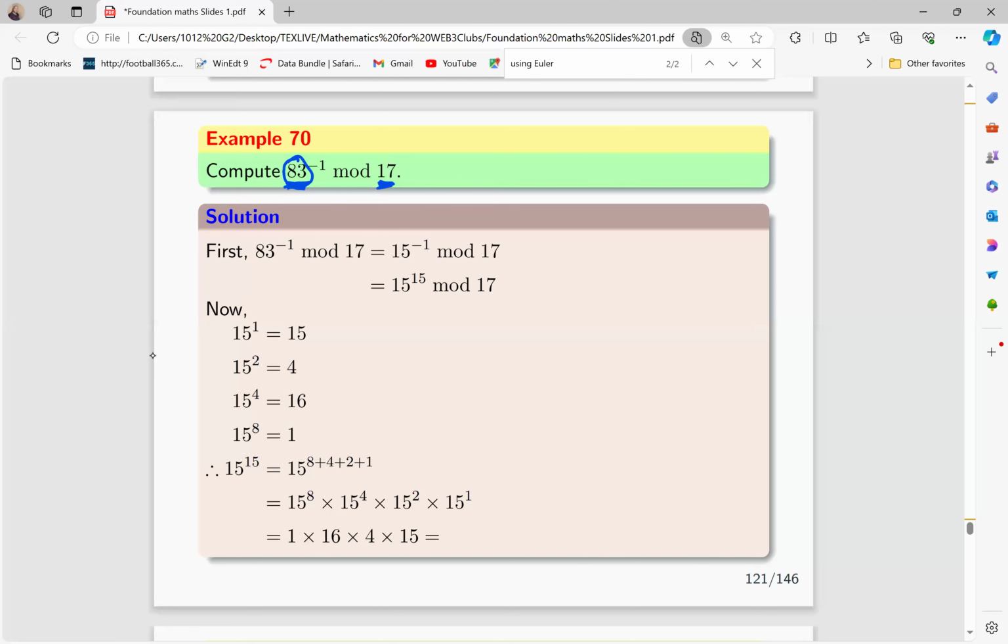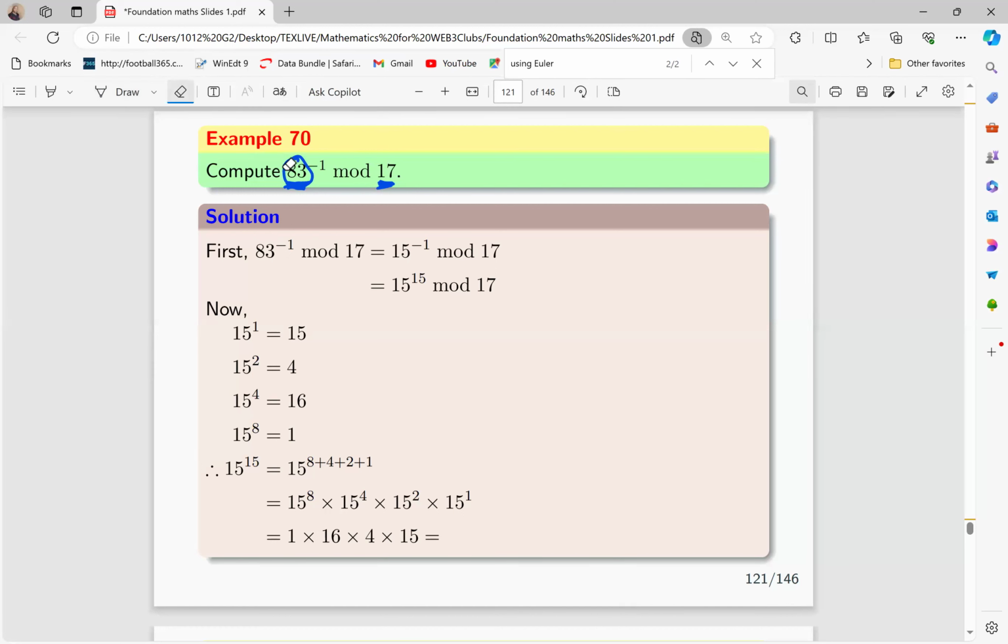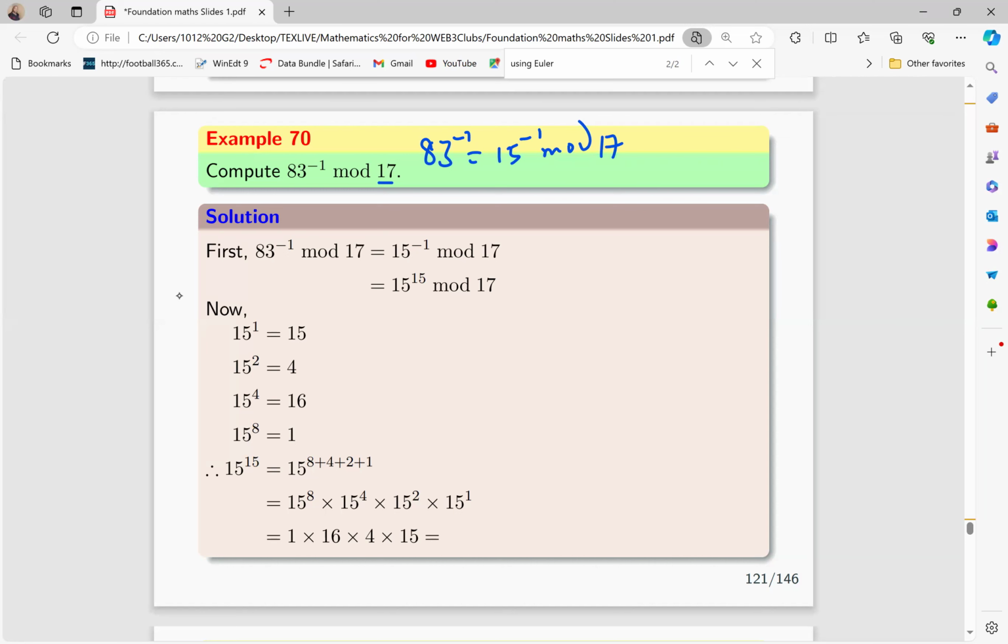So you divide 17 into 83 first of all. When you do that, 17 goes there 4 times, and the remainder is 15. So 17 goes into 83, the remainder is 15. What that means, therefore, is that the inverse of 83 is just the same as the inverse of 15 mod 17. That's what it means. The inverse of 83 is just the same as the inverse of 15.